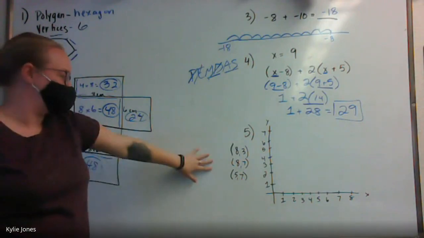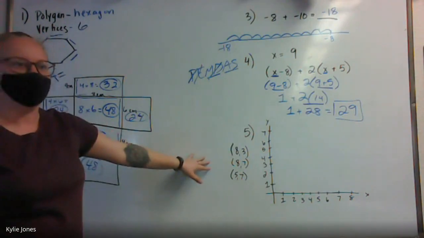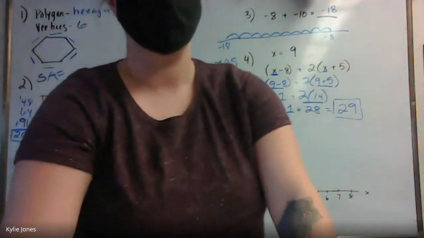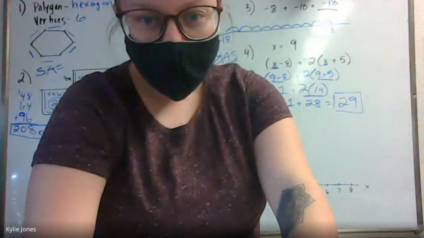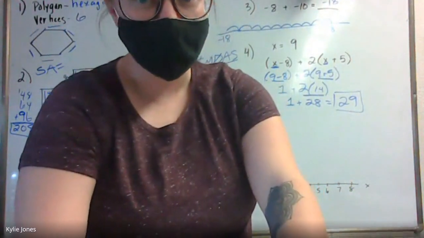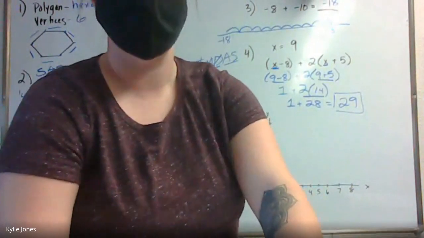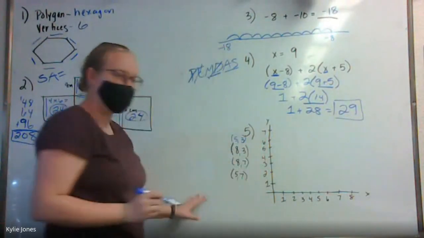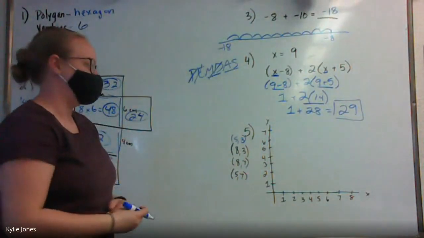We need to plot these points. There were 3 points, they're right there. Oh, there were 4? Did I miss the other one? One was 5, 3. Yeah: 5, 3, 8, 3, 8, 7, 5, 7. So I missed the 5, 3. Thank you. Okay, so we have 4 points. Let's plot them and name our polygon.